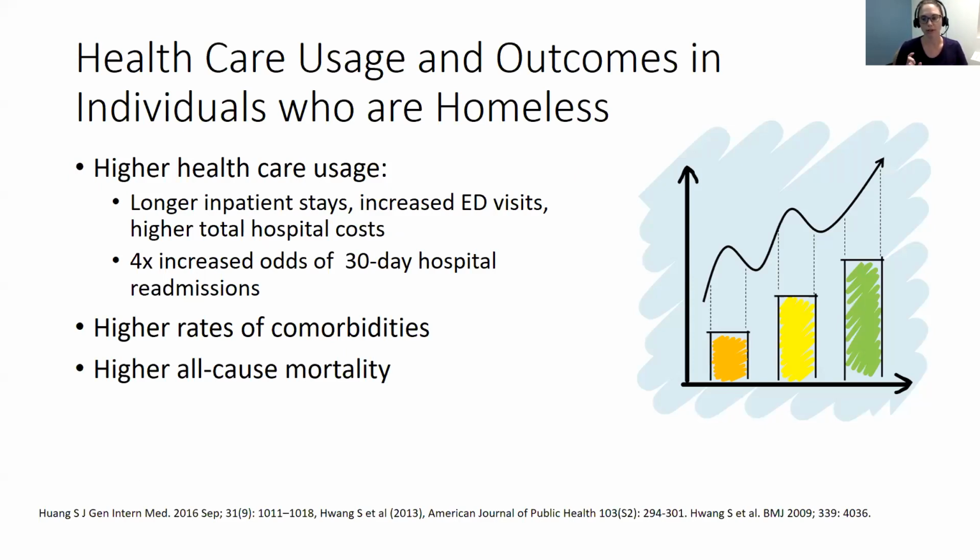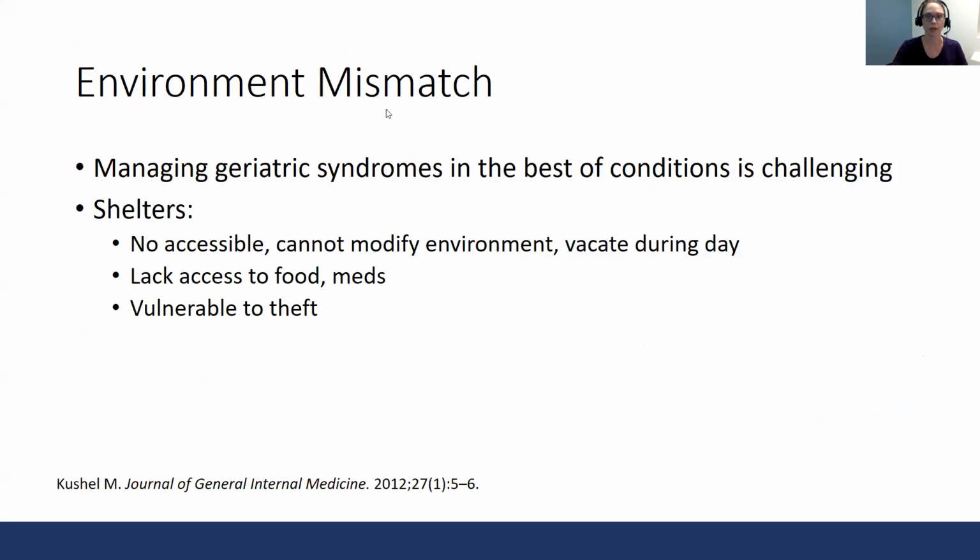But then also, from my experiences and going through the literature, we can probably extrapolate that some of this is also due to the challenge of managing geriatric syndromes within the shelter system. So we know that managing geriatric syndromes in the best of conditions is challenging. And then imagine being in the shelter system or outdoors where the environment might not be accessible, might not be modifiable. You might have to vacate during the day. There may not be a place to keep your gait aid, if you're even in a building that can accommodate the gait aid. Vulnerable to theft, difficulty accessing food, accessing medications.